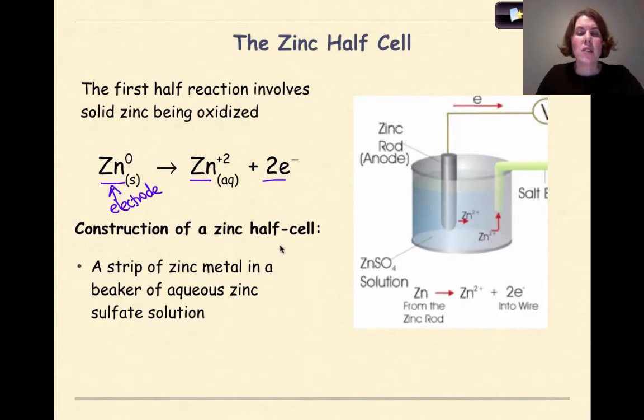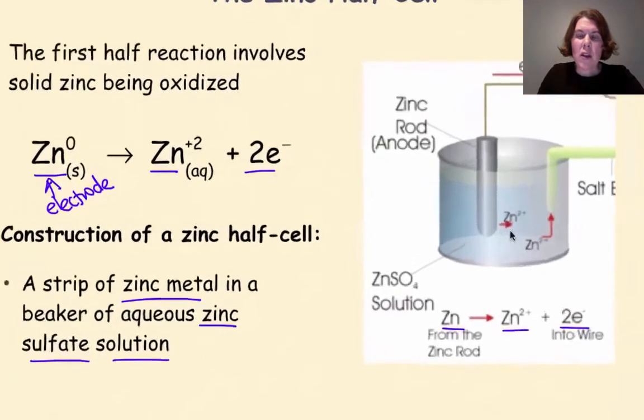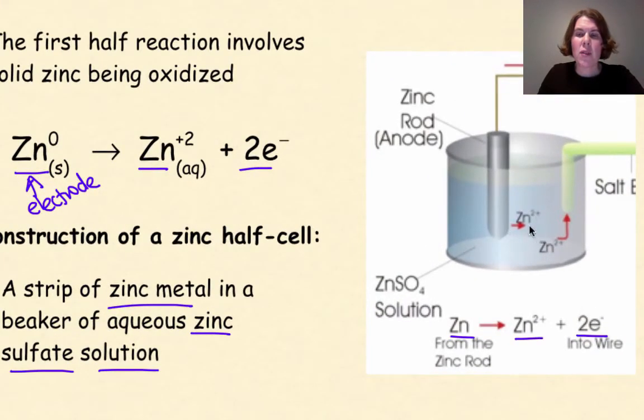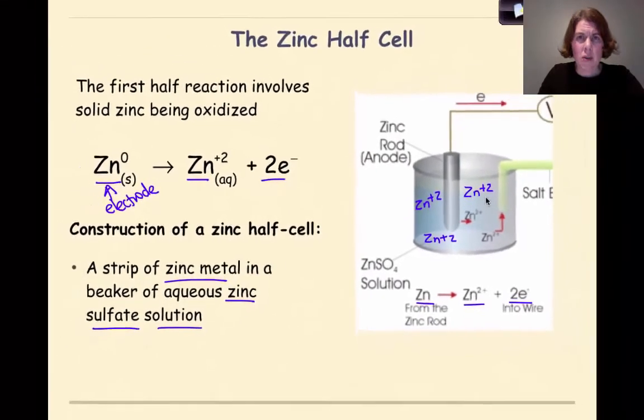When this undergoes oxidation, it's going to form zinc plus 2 ions and release 2 electrons. So the construction of a zinc half cell, we need a strip of zinc metal in a beaker of aqueous zinc sulfate solution. So we can see right here, we have our zinc from the rod, our zinc ions, and our 2 electrons, and we can see this little red arrow right here is pointing to the zinc plus 2 ions going into solution. And already in this solution, we have Zn plus 2 ions that already exist. So this whole reaction just ends up producing even more Zn plus 2 ions.